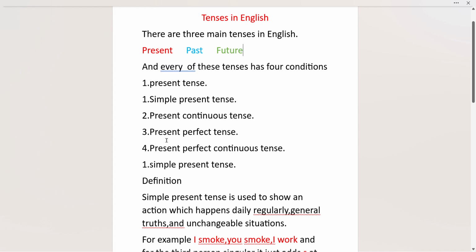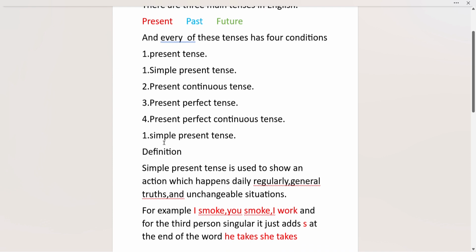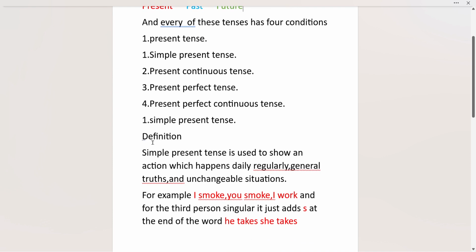So we have these four, and today I will teach you just the simple present tense, and we will cover more tenses in later videos. So first we are coming to the simple present tense. Where do we use it, and is it useful for our life or not? So, definition: simple present tense is used to show an action that happens daily, regularly.